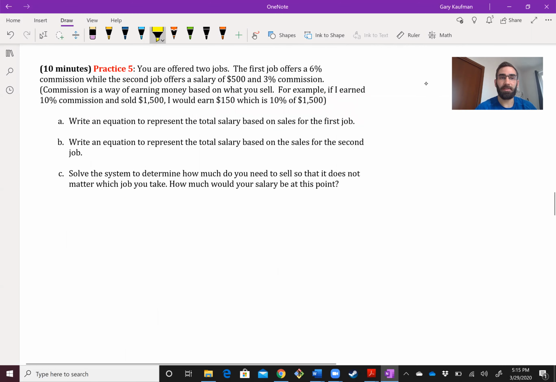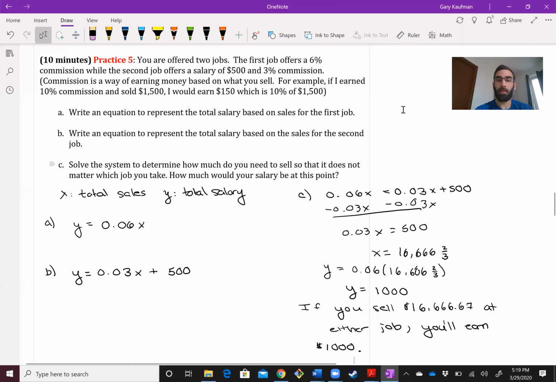Here is practice problem 5. Go ahead. Here is the answer to practice 5. Now, since we're given a percentage, we have to turn that percentage into a decimal before we can actually use it, and therefore 6% became a 0.06, and 3% became a 0.03.